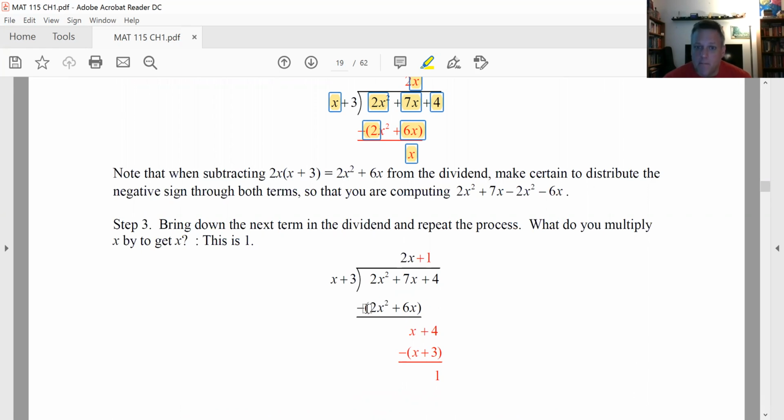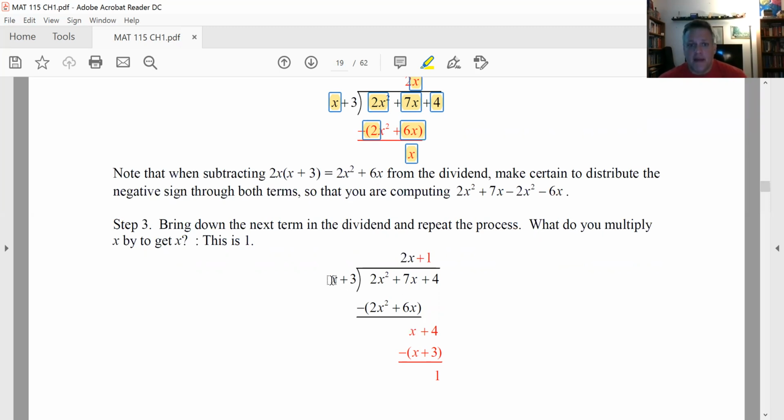And then 7x minus 6x is the x. Don't forget to distribute this negative sign through those terms. Okay. Once you're to this point, you bring down the other term and you repeat the process. In fact, you repeat the process until the power on this guy is strictly less than the power of the divisor. Right? Here the powers are the same, so you go through it and do it again.